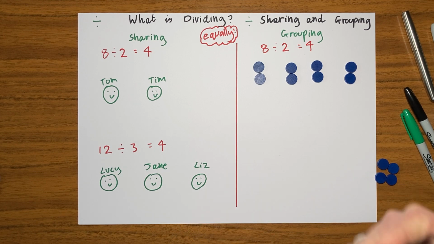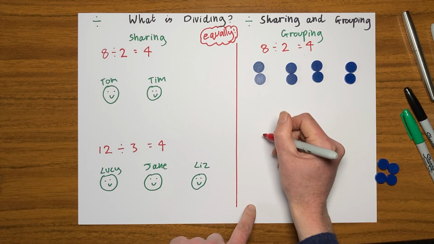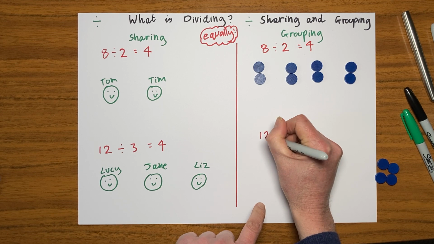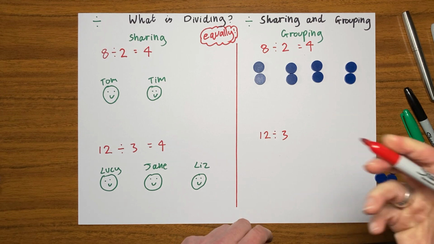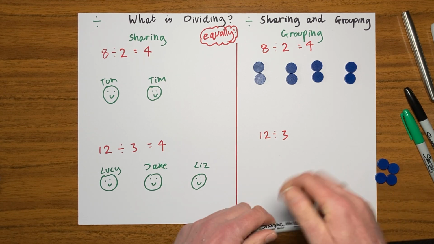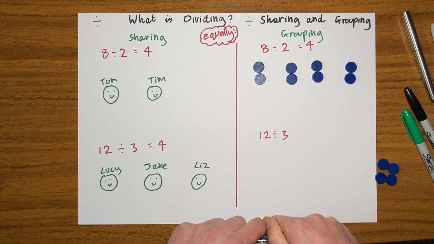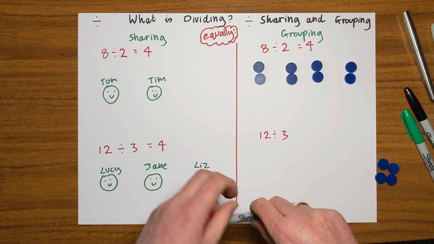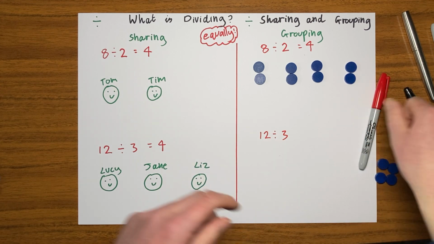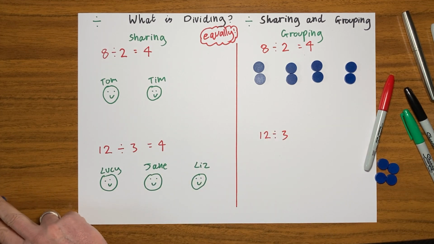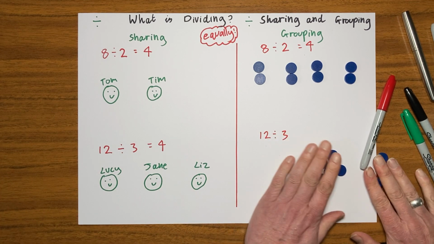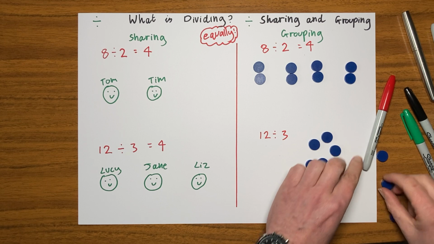And I can do exactly the same thing again here. I'm going to write my 12 divided by 3. So instead of sharing it with 3, I'm going to say to myself, I'm going to put this 12 into groups of 3. So let me get my 12. I'll leave that there so you can see what it looks like. There we go. So I've got my 12 here, and I'm going to put it into groups of 3.